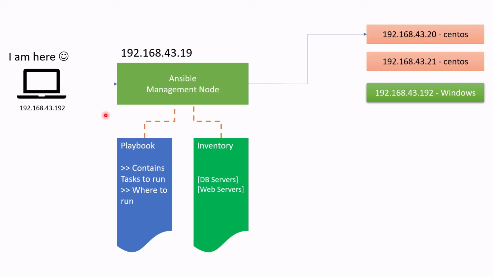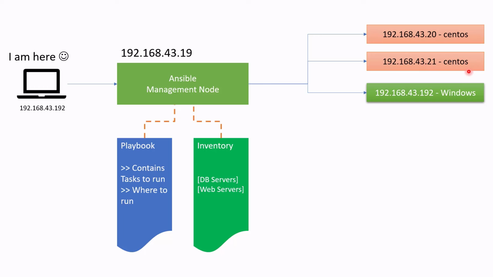And then I have 2 more servers. One server is 192.168.43.20, and this is again a CentOS server. Then there is another server, which is 192.168.43.21. This is again one of the CentOS servers.